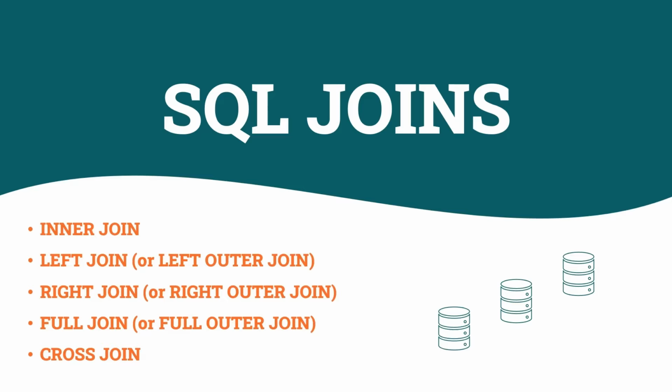So today we are going to learn SQL joins. What are SQL joins basically? Which types of join are present in SQL? SQL joins contain the inner join, left join or left outer join, right join also called a right outer join, full join or full outer join, cross join, etc.